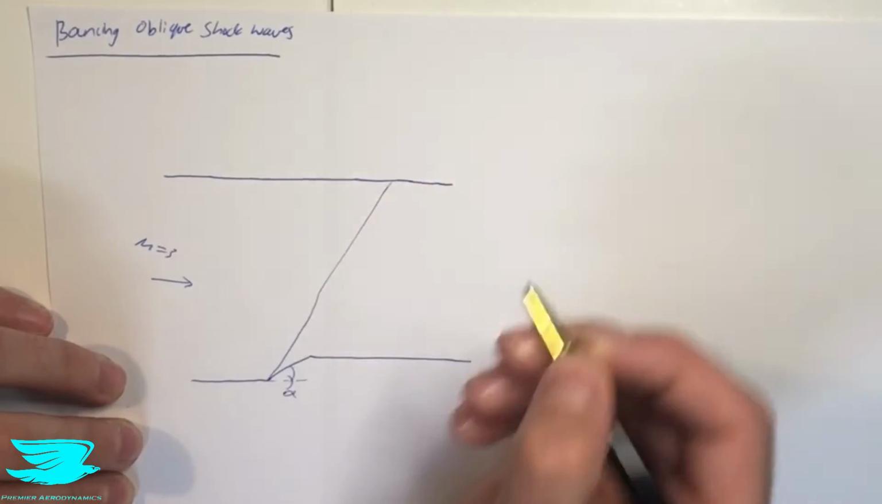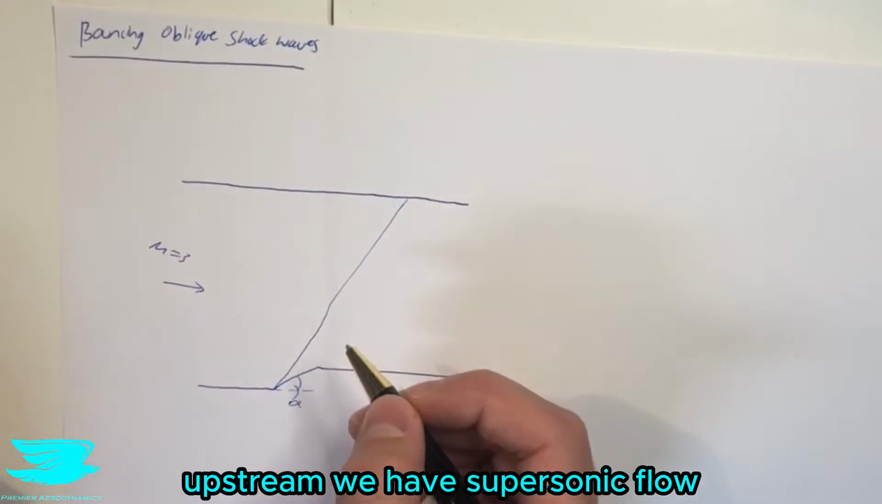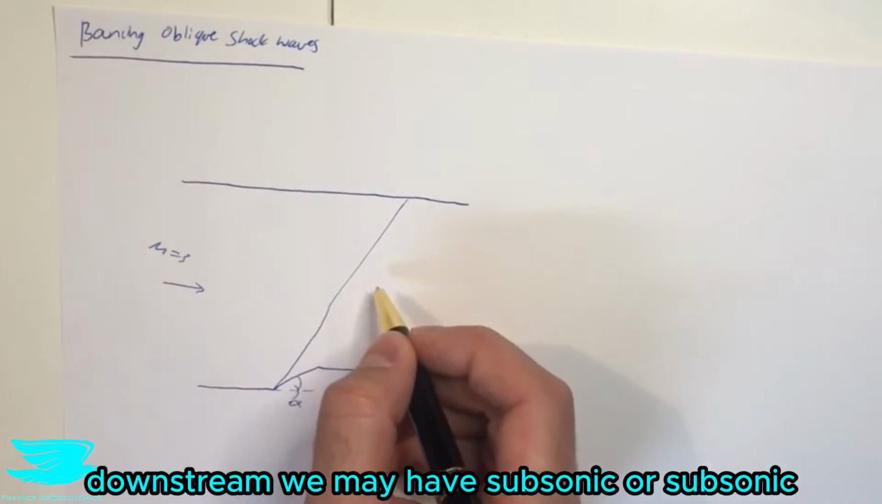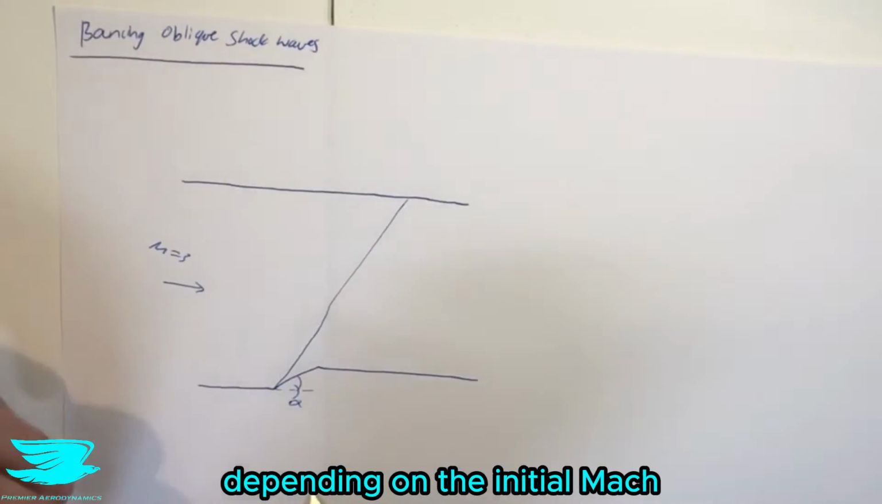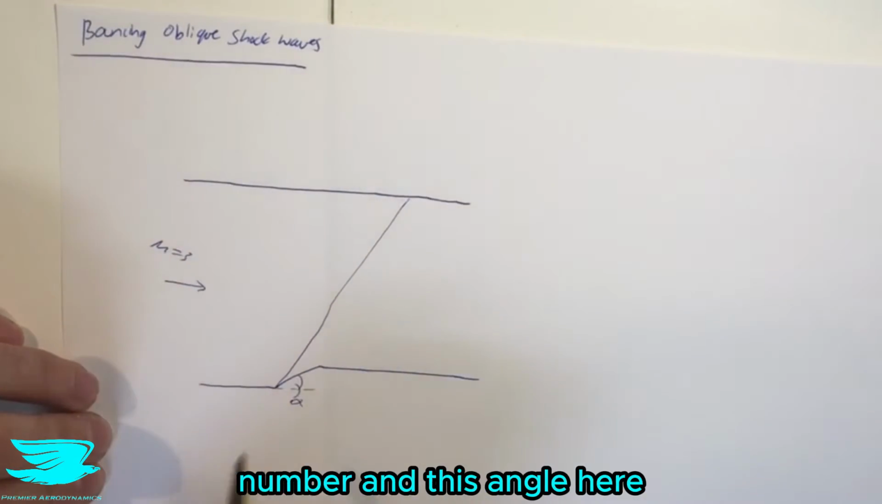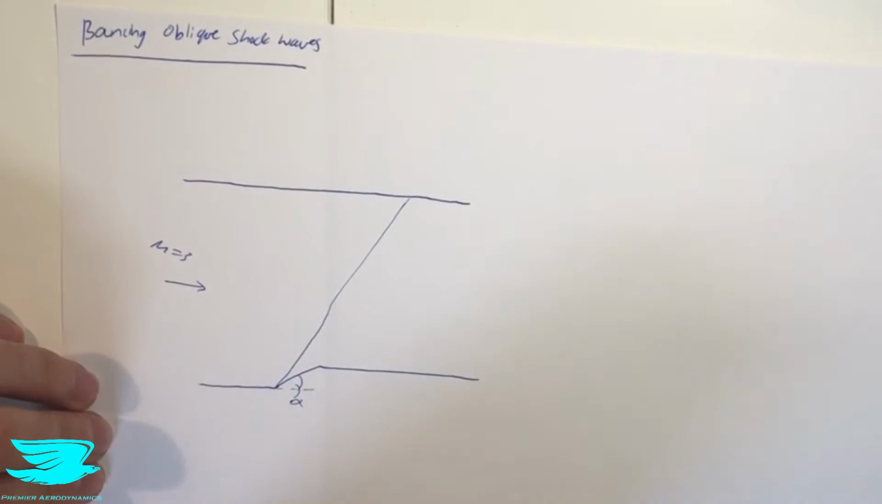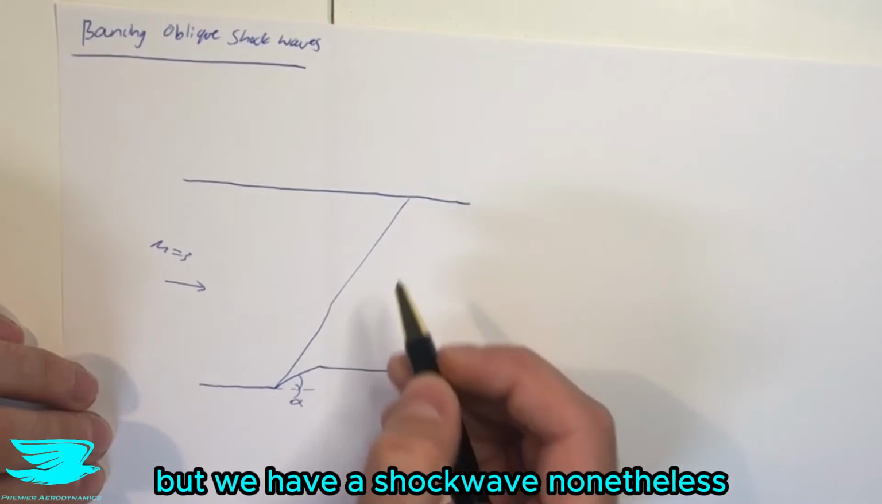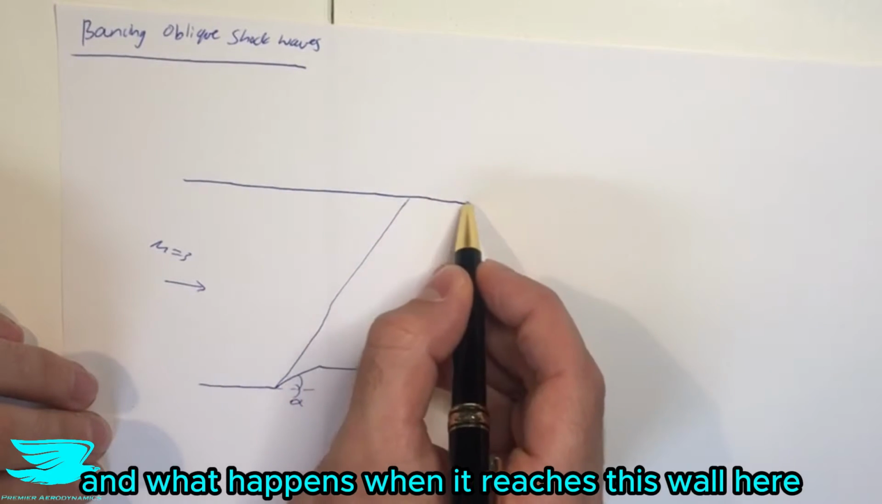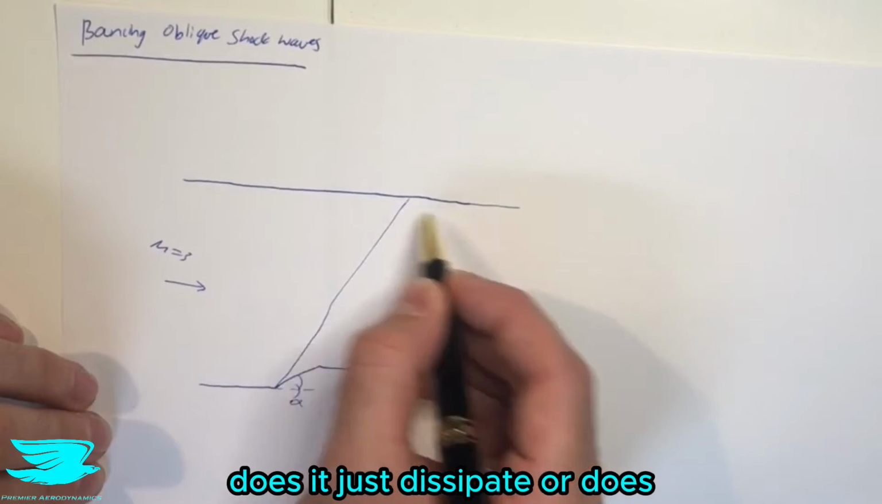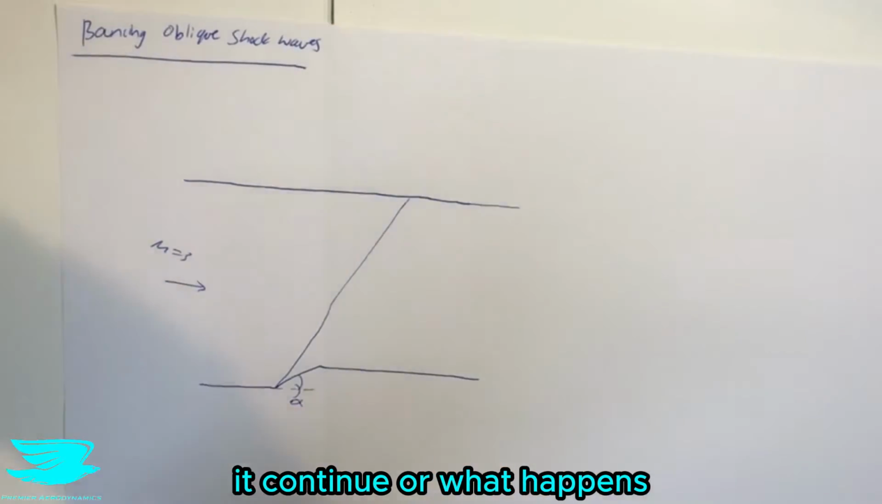Now, upstream we have supersonic flow. Downstream we may have subsonic or supersonic depending on the initial Mach number and this angle here. But we have a shockwave nonetheless. And what happens when it reaches this wall here? Does it just dissipate, or does it continue, or what happens?